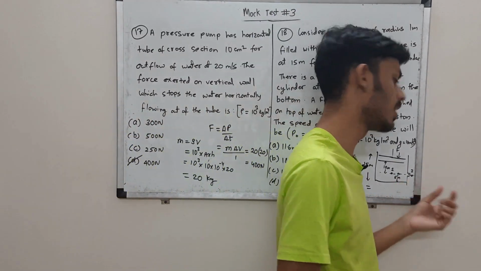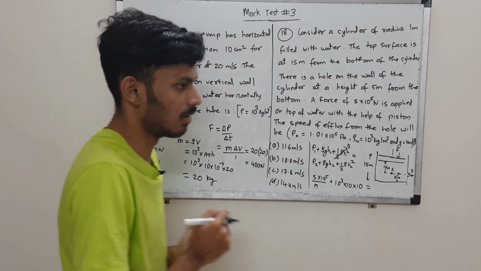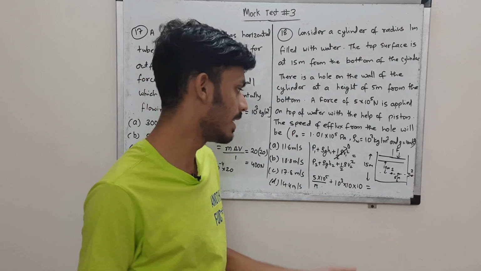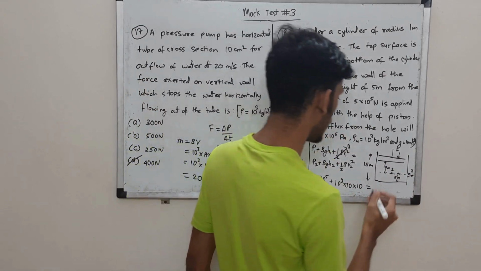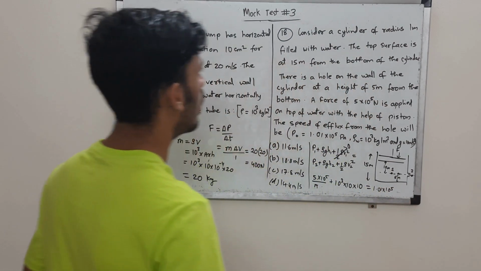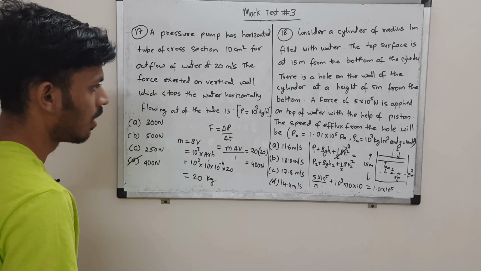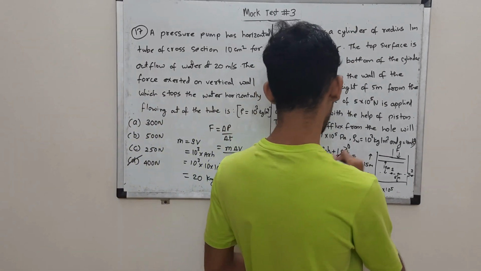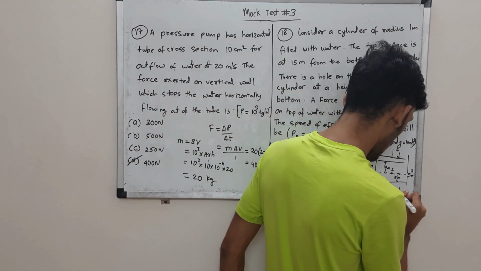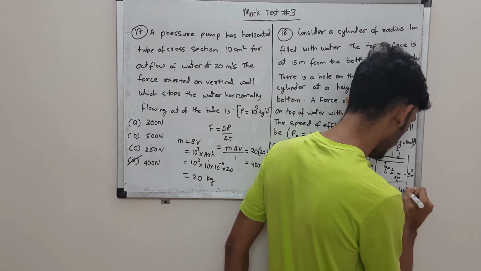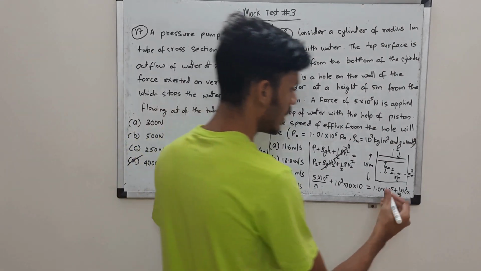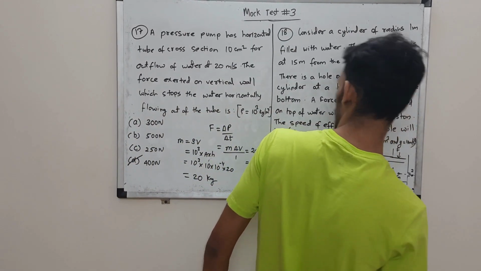P2, the point 2, is outside, in the atmosphere. There is no liquid column on top of it, so it's completely outside in nature. So P2 is nothing but the atmospheric pressure, which is given as 1.01 into 10 to the power 5. Now rho g h2: here there is no liquid column on top of it, so this will become 0. And here half rho is 10 to the power 3 again for the liquid, and v2 is the velocity with which it is ejected, which we want to find out. So v2 square, which we want to find out.